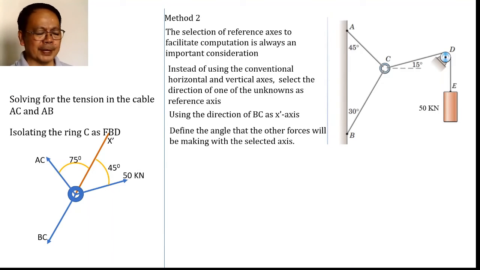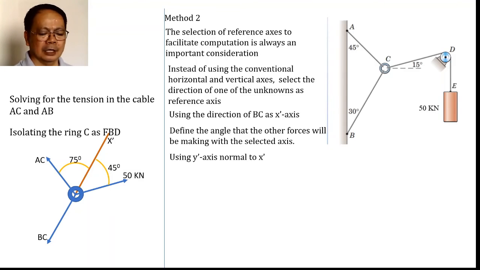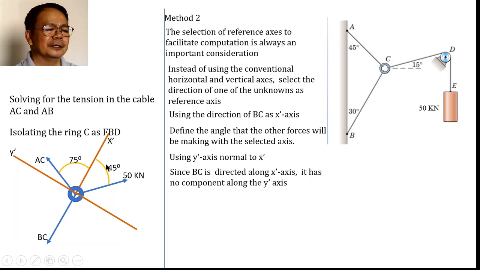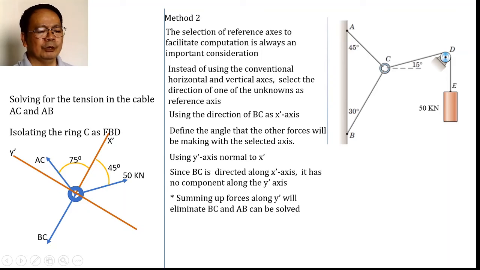I have something I want you to notice about BC. By the way, we have selected x prime as the reference axis. We shall therefore have y prime as an axis that is normal to the x prime axis. Let's call this y prime. Since BC is directed along the x prime axis, will it have a component along the y prime axis? It has no component along the y prime axis. So if we sum up along the y prime axis, we can eliminate BC right away, and AC can be solved.